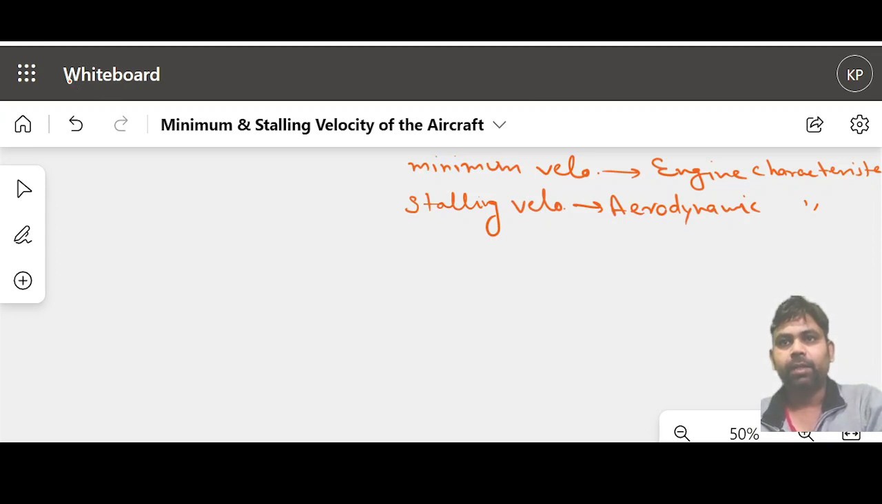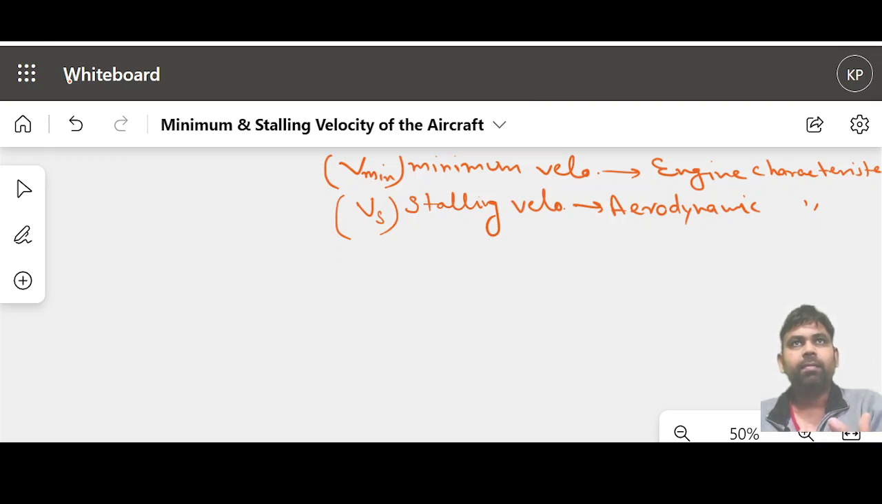Because this minimum velocity that we sometimes call V minimum, is the minimum velocity of the aircraft which is produced by the engine. We can say the minimum velocity of the engine, or power plant. And this stalling velocity is the minimum velocity at which the aircraft can fly in the air, because if we go less than the stalling velocity we cannot fly. It is impossible to fly in the air. So the stalling velocity is the minimum velocity which we have to maintain to fly the aircraft in the air.